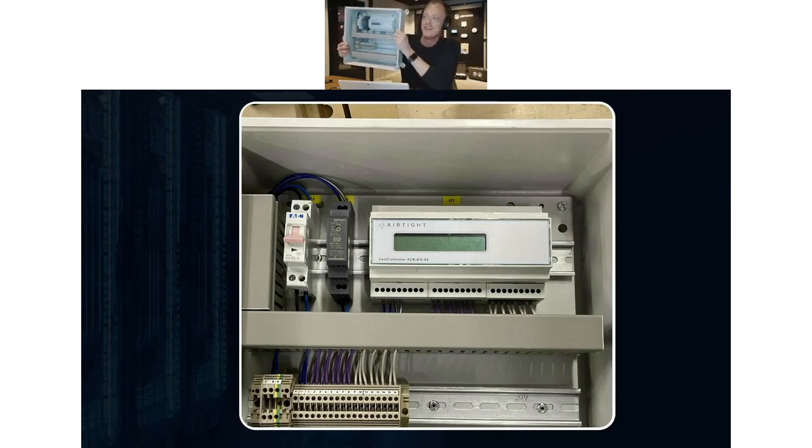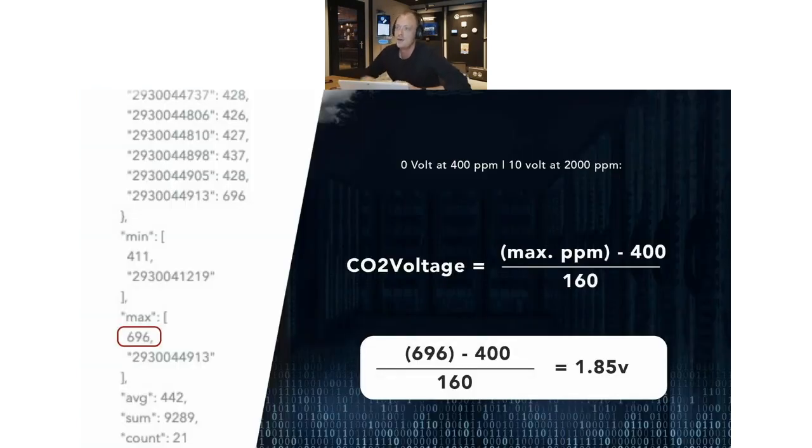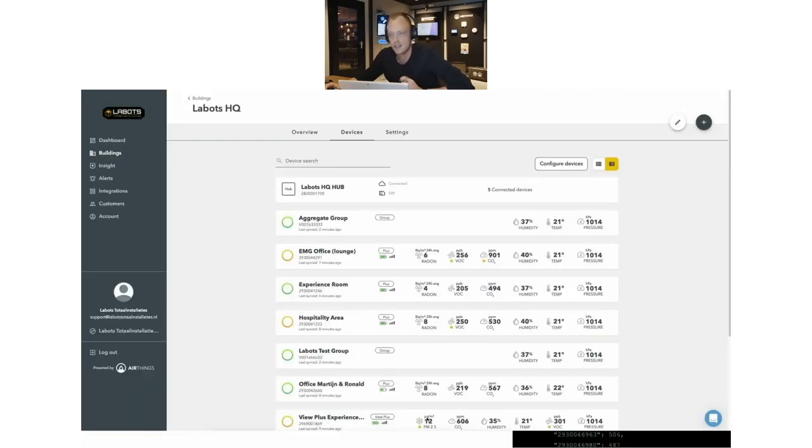I don't know if you can see it, but I have a slide for it. And what this device does is it connects to the Airthings API, and it creates a 0 to 10 volt signal. And a lot of older building systems are using 0 to 10 volt to steer their ventilation systems. So diving into that, we've created a small formula. And that formula is CO2 voltage is max measured ppm minus 400 divided by 160, and then you get a certain voltage. And that's the voltage we're going to send to the mechanical ventilation.